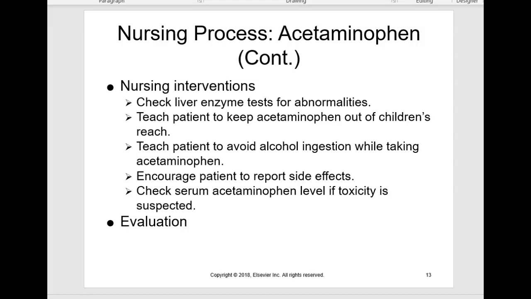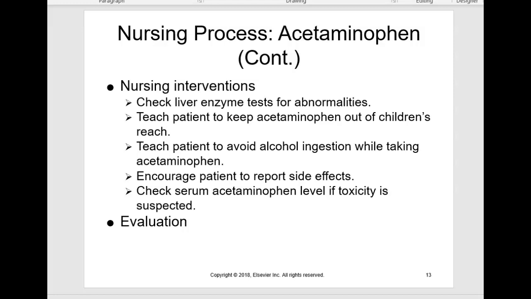So nursing intervention, check liver enzymes. Teach patient to keep acetaminophen out of children's reach. Teach patient to avoid alcohol when taking acetaminophen. Report side effects. Check serum acetaminophen level if toxicity is suspected.